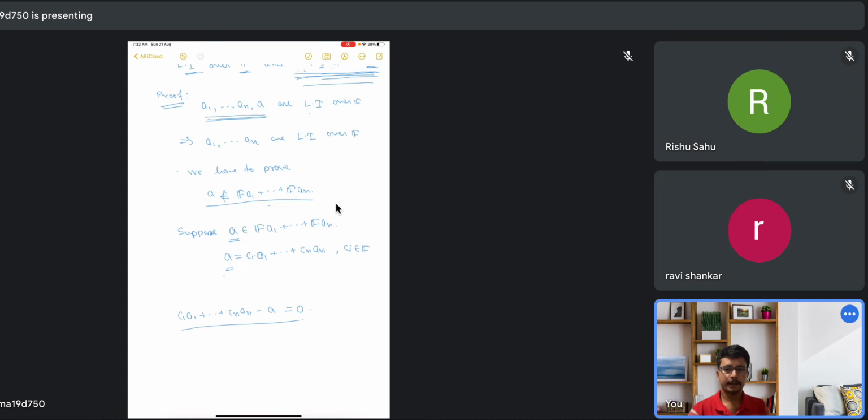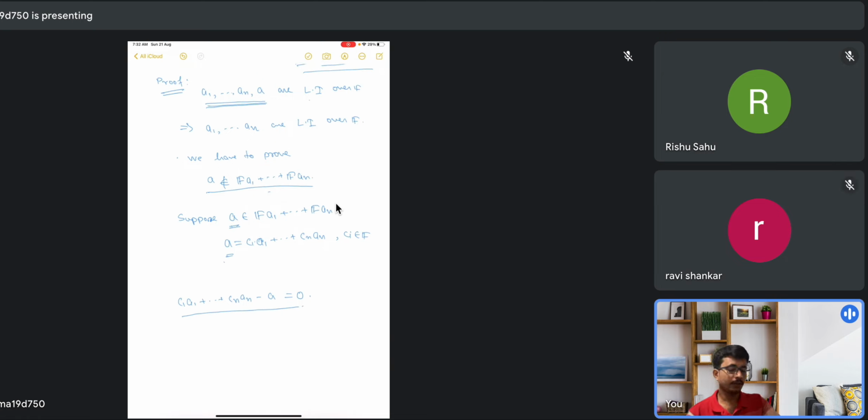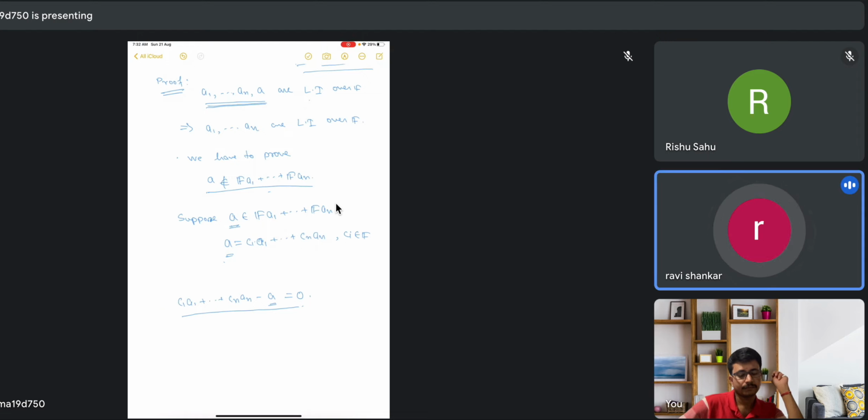Is it fine or not? Yes, sir. Correct. So please look at the coefficient of A. Coefficient of A is -1. So at least we are getting one non-zero coefficient. All Ci may be 0 or non-zero, we don't know, but the coefficient of A is -1. Is it fine?